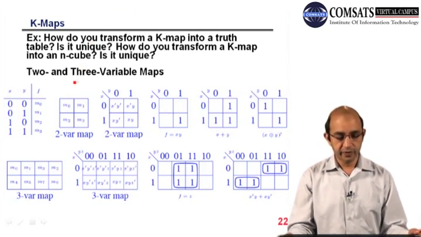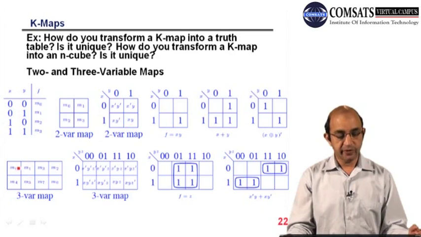Here you can see that we have 2 and 3 variable K-maps. Here we have the 2 variable map, and here the 3 variable map, and you can see that we have the min terms. If we have a truth table having 2 variables x, y, and these are the min terms m0, m1, m2, m3, I place x in the vertical direction and y in the horizontal direction. y can always have 2 values, 0, 1. So this is 0, 0, which is x bar y bar, then x bar y, x y bar, x y.